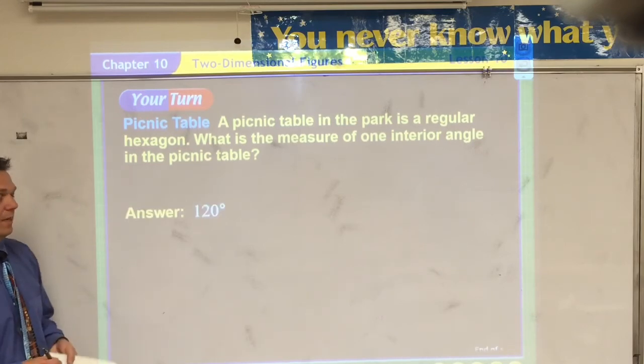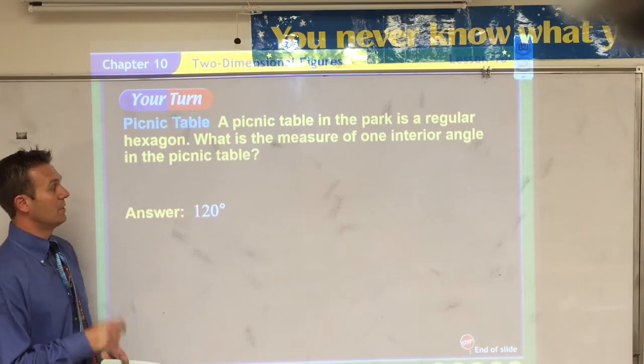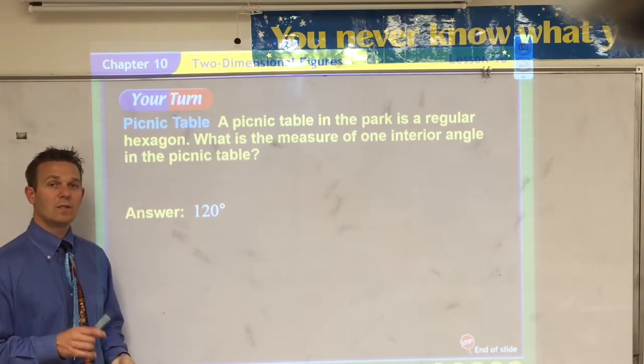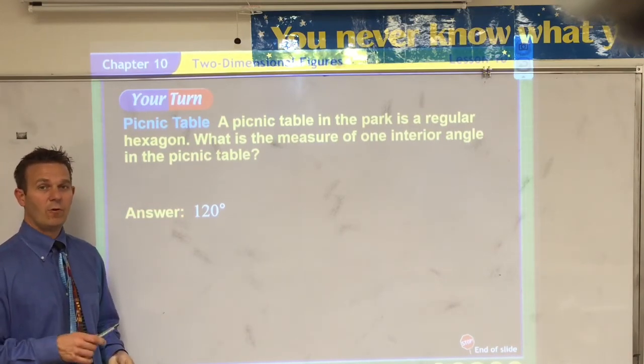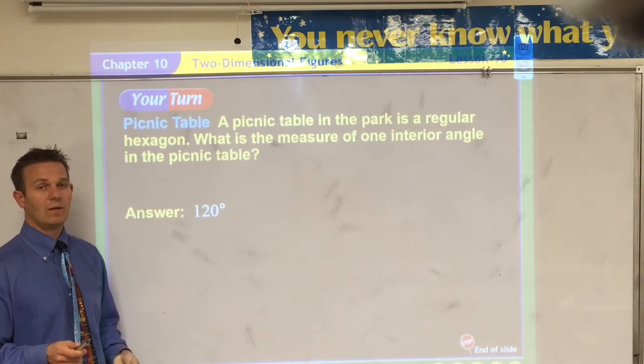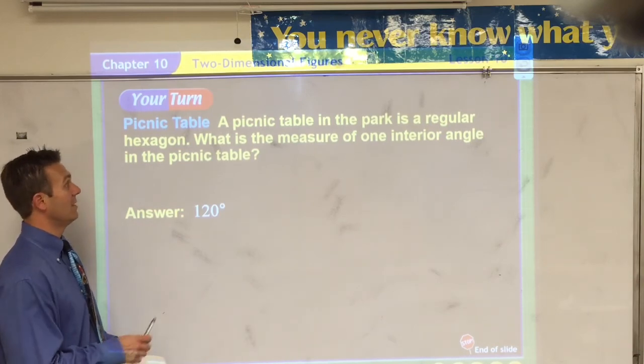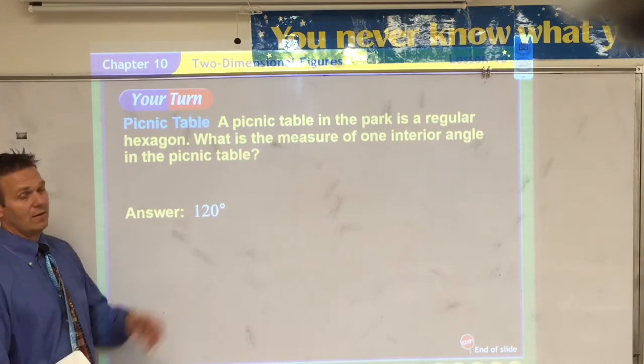And so the answer would be 120 degrees. So you would go 6 minus 2 is 4 times 180. 4 times 180 would be 400 and 300, 720. And then you divide 720 by 6, and you get 120.